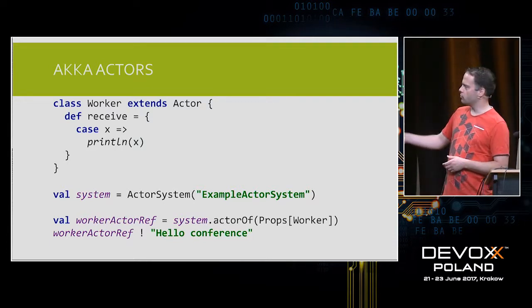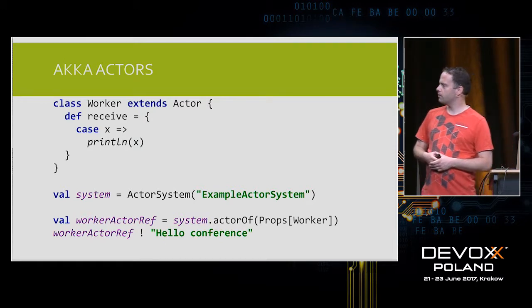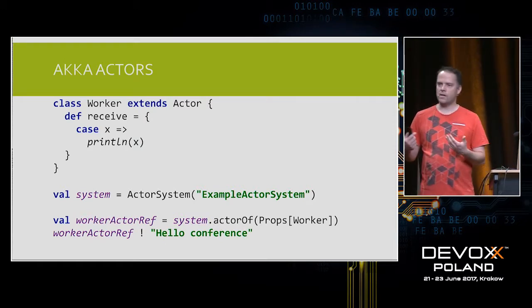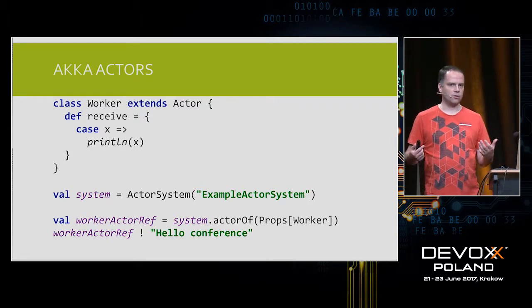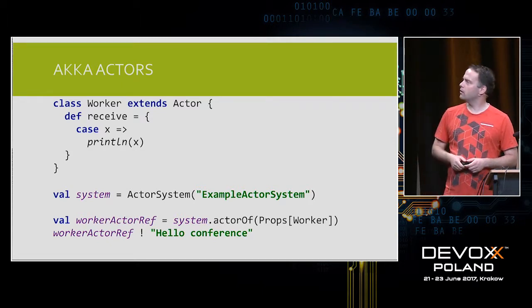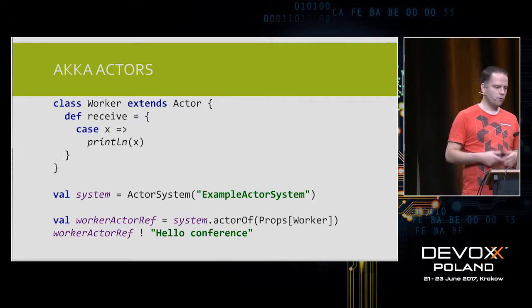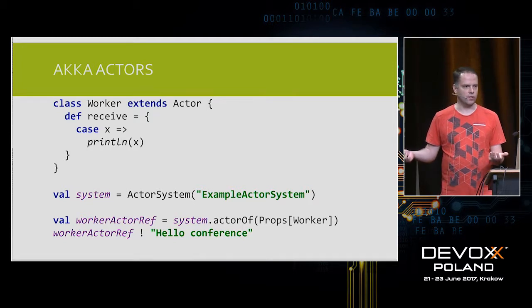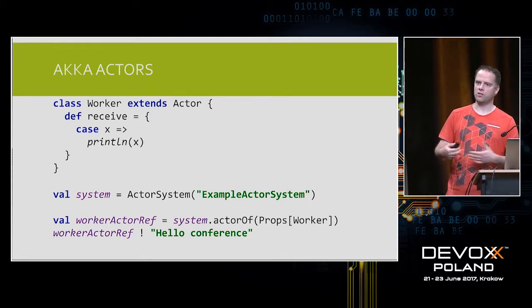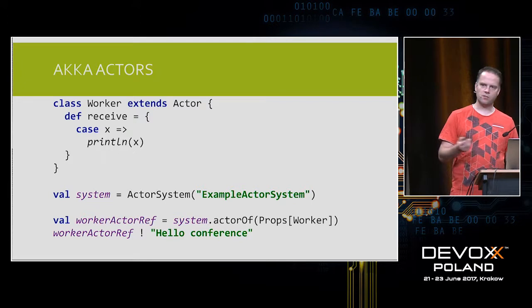Then in another class, we can define an actor system. And then the next step is that we ask the actor system to give us a reference to the worker actor, which is the actor that we see at the top of the slide. When we have the reference to the actor, we can send it a message. In this case, I simply send a string to it. Normally, you would probably use case classes to send messages to it. But that's everything that you need to do.